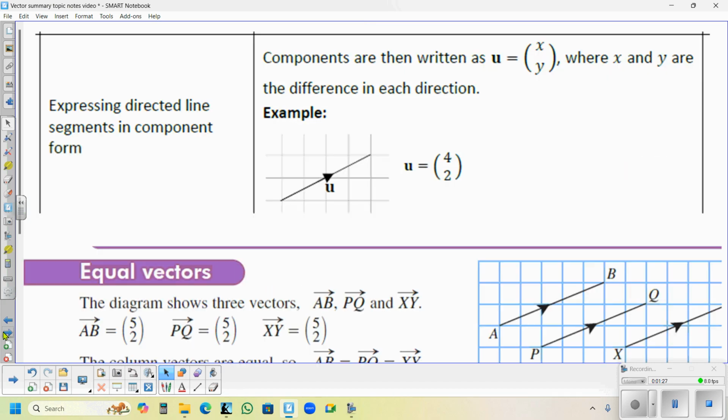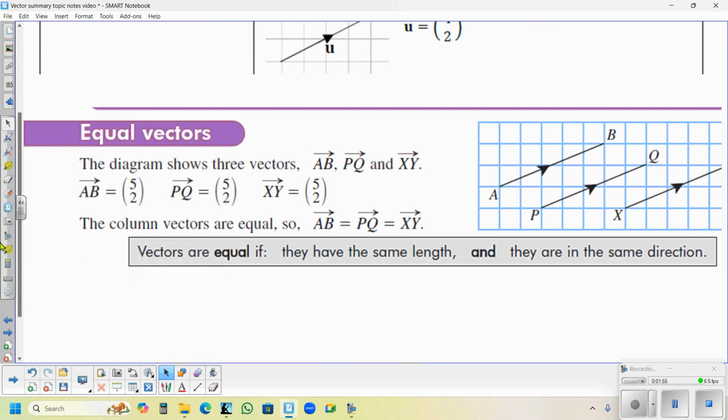Now, we're going to look at some vectors here. It says express directed line segments in component form. So component form is similar to your coordinates, but they're on their side. You're starting at this point here, and this vector is described as (4, 2). That means it goes along 1, 2, 3, 4 boxes, and it goes up 1, 2, and that's called the components of that vector.